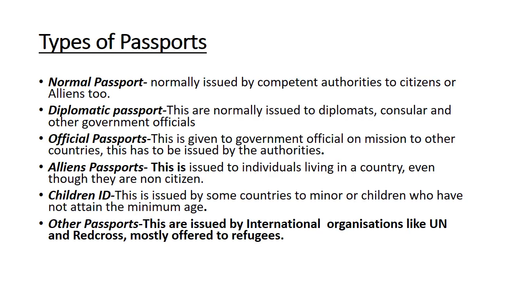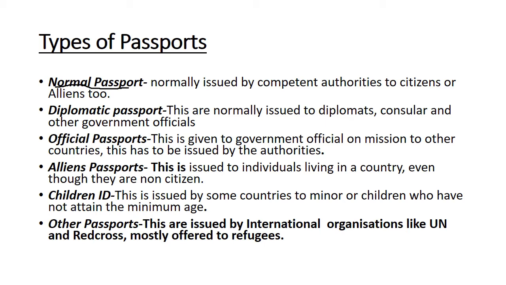Now, what are the types of passports that we have? There is the normal passport. This one is issued to everybody, any citizen of a country, or the aliens. Then there is the diplomatic passport. They are normally issued to diplomats, consular, or other government officials. Then we also have official passports. This one is given to government officials on missions abroad, or rather to other countries.